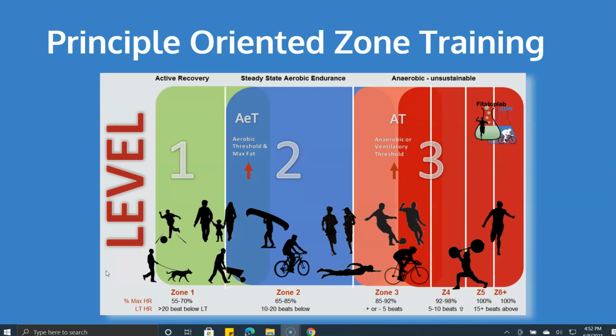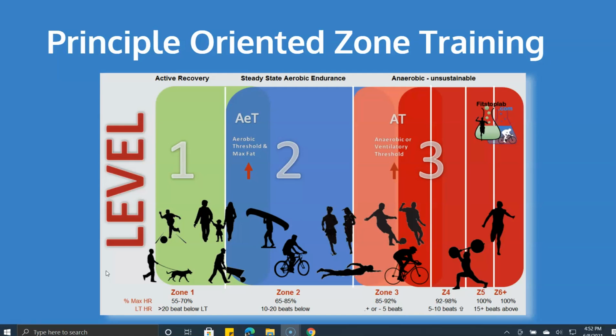You're going to find out there that there's anywhere from 3 levels or 3 zones all the way up to 7 or 8 zones. It really depends on the coach and the researcher and the fitness trainer or the program. So there's really no right or wrong way of doing that. You just have to make sure you understand what the zones mean for that particular type of training plan.